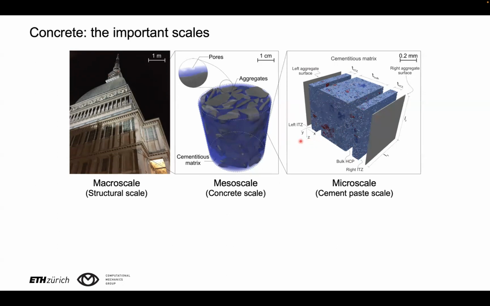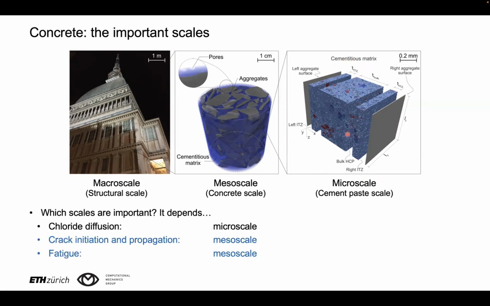Now, conventionally, I'm going to call mesoscale the scale at which we resolve aggregates, pores, and cement matrix, and possibly the interfacial transition zone. And I'm going to call microscale the lower scale at which we resolve the different constituents of the cement matrix. Now, which scale is important, or which scales are important? The answer, in my opinion, is it depends. It depends on which phenomena we're interested in.